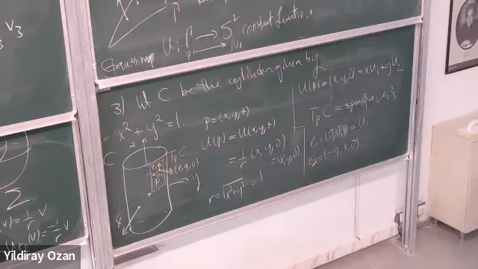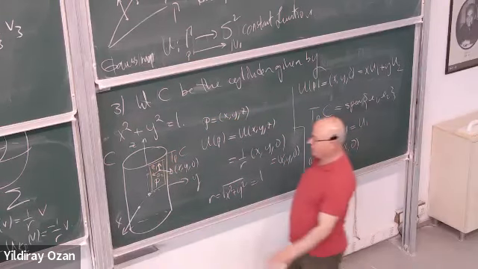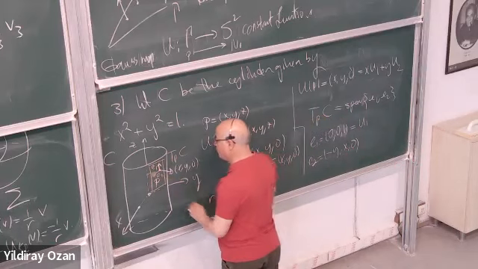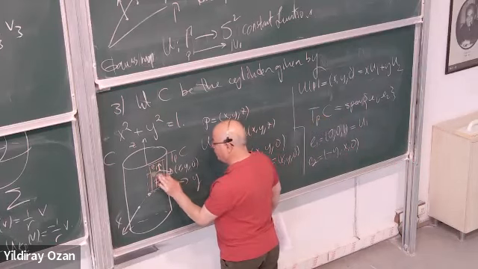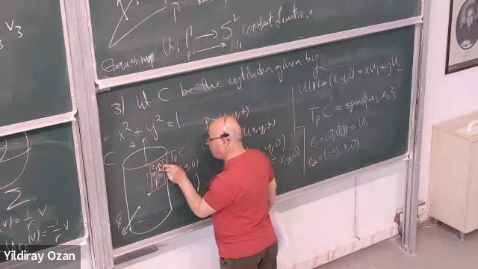X coordinate is negative. No, it is not this one. It is the one pointing the other way. E2.